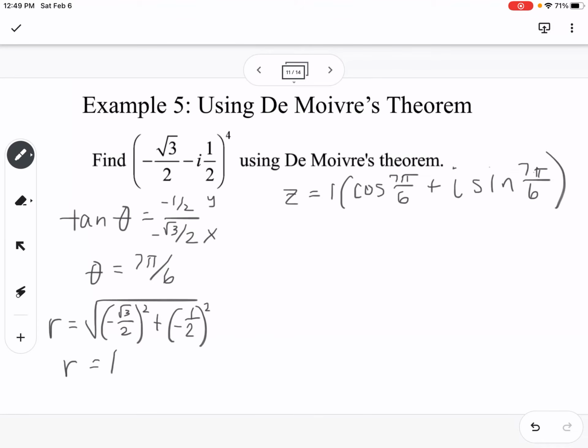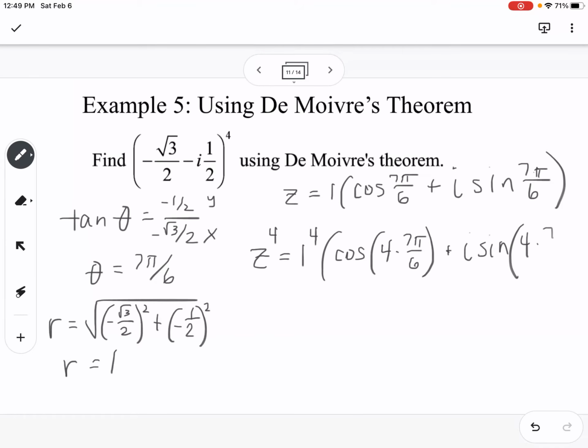Okay, so now we want to find z to the 4th power. That would be 1 to the 4th power times cosine of 4 times 7 pi over 6 plus i times the sine of 4 times 7 pi over 6. So that would be 1, which we don't need to write anymore. So this would be cosine of 14 pi over 3 plus i sine of 14 pi over 3.